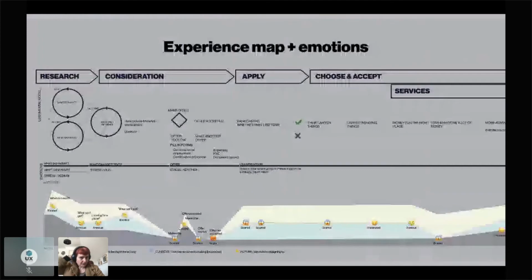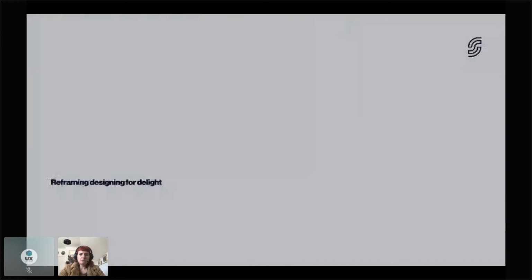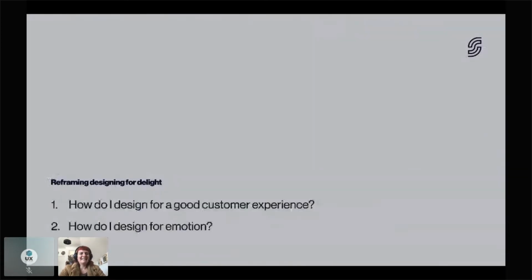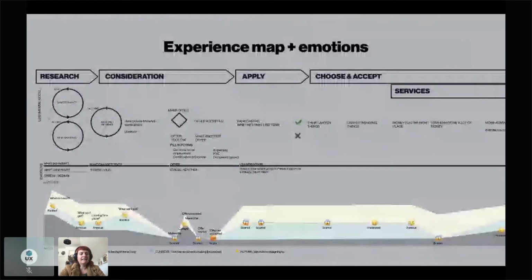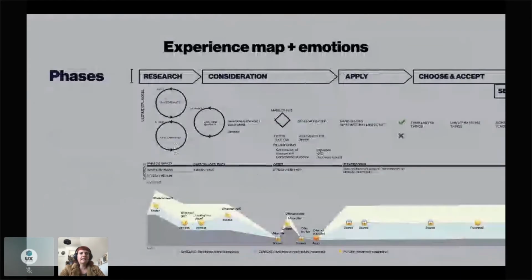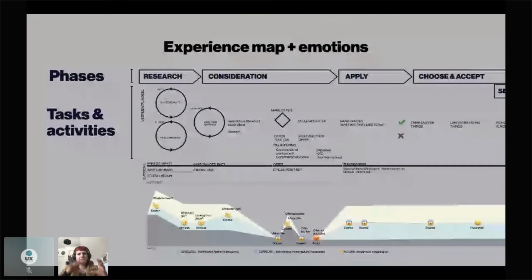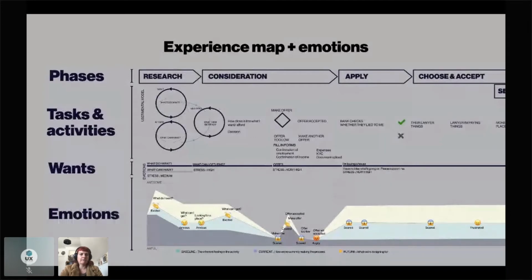So a few years ago, I was working on a home loan thing and I did this experience map. Basically the top has the phases, then we have the tasks and activities. I was just walking through the inherent things that you need to do when you buy a house. And then we look at the wants. So what do you want? What can you do? So we're starting to look at the emotions, and then here's the emotional map.